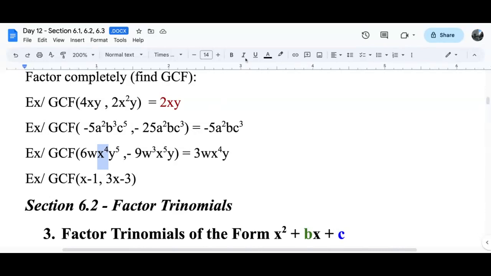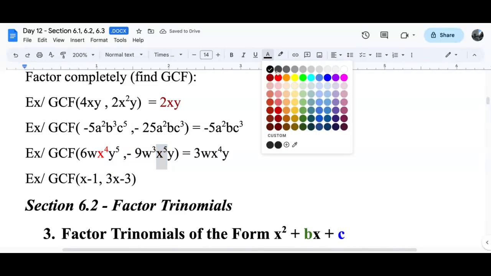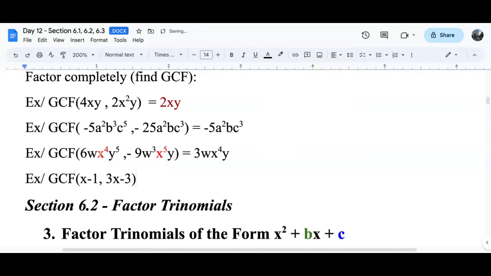You see this one is to the power of 4, right? This one is to the power of 5. So x to the 4th power is a factor of the first one and of the second one. But if we choose x raised to 5, we don't have x to the 5th as a factor of the first one. Does that make sense? Because x to the 5th can be written as x to the 4th times x. So when we look for common factors, we look for the lowest exponent.